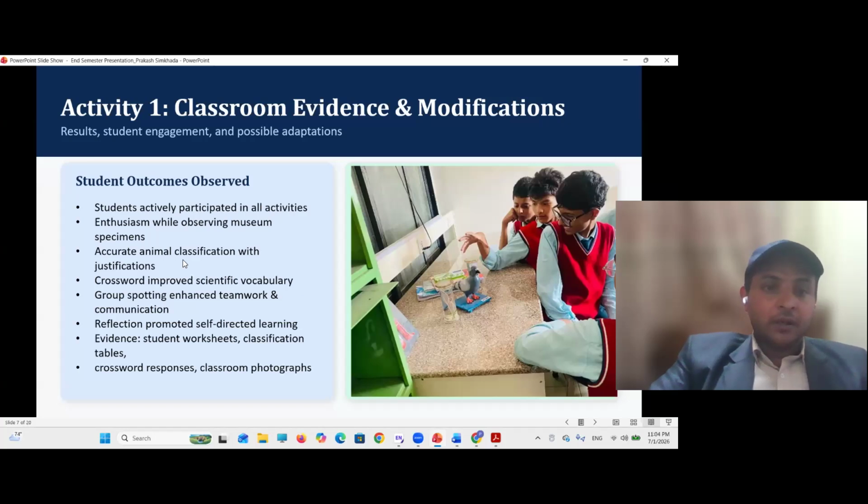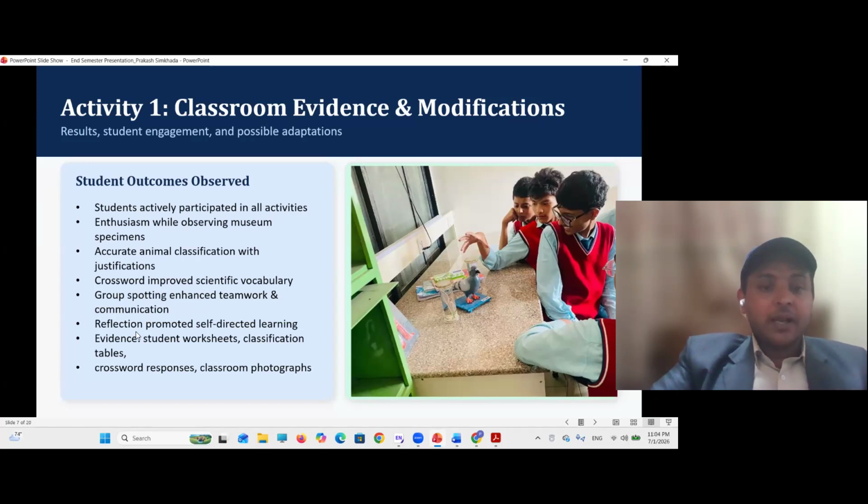After the activity, I observed that the students actively participated in all the activities and showed enthusiasm while observing the museum specimens. They were able to accurately classify the organisms with justification, and the crossword they filled improved the scientific vocabulary of our students. The group spotting which I have done here is teamwork and collaboration.